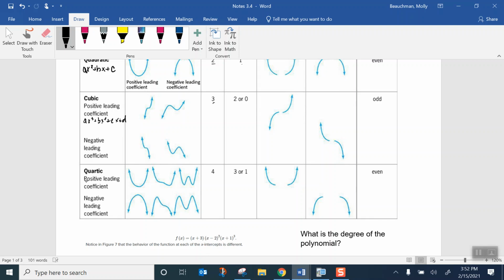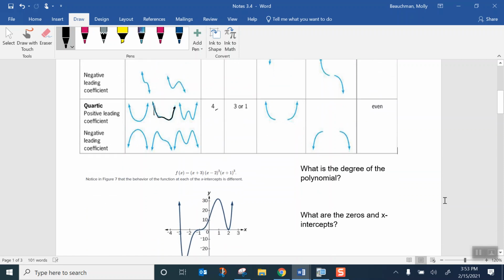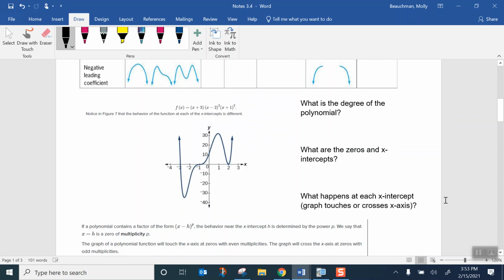If you have a quartic, that's a 4th degree polynomial. It could look a lot like x squared. It could look a little bit like an x cubed right here and then move back up, or it could look like a w. And it has degree 4. It might have 3 or 1 turning points, and then we've got in behavior. So we just want you to be able to look at a function and have a good idea of what it looks like. And that's the goal of this section.